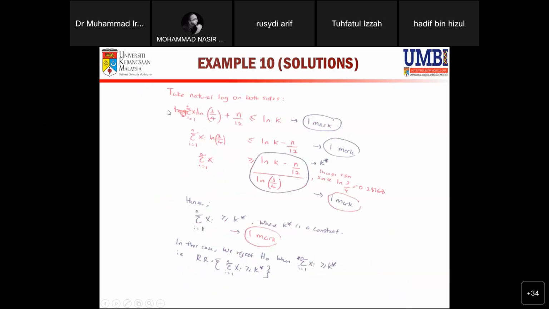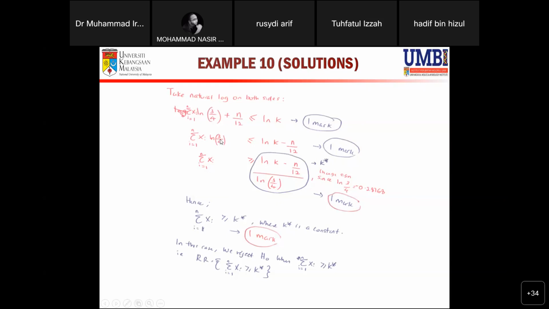So you take the natural log on both sides and you perform some logarithmic manipulations. If you do it correctly, you will get 1 more mark. And then again, remember, you need to shift all the fixed quantities to the right side, and just leave all the random variable quantities on the left side. So you move the n divided by 12 to the right side, and you will end up with this one. So we obtain 1 mark, and then you divide by ln 3/4 on both sides. So you will end up with these quantities here.